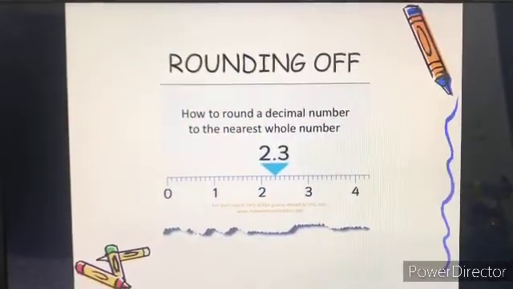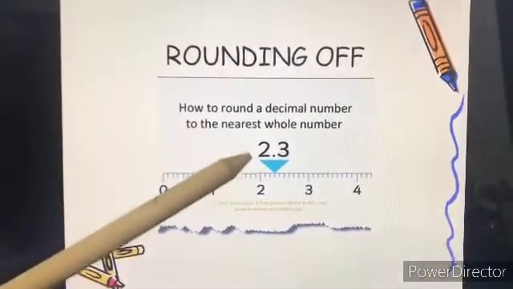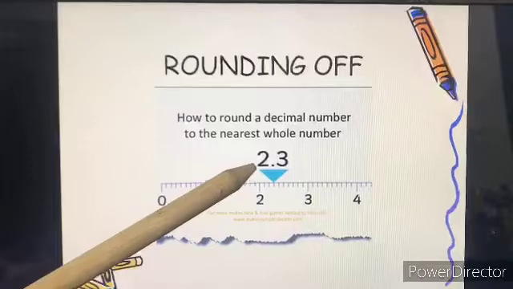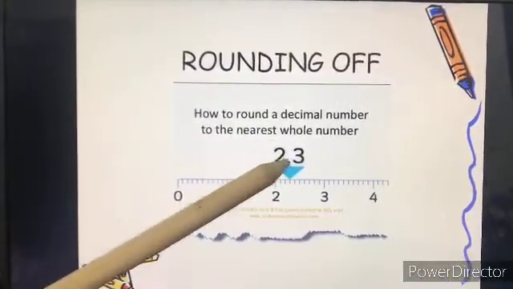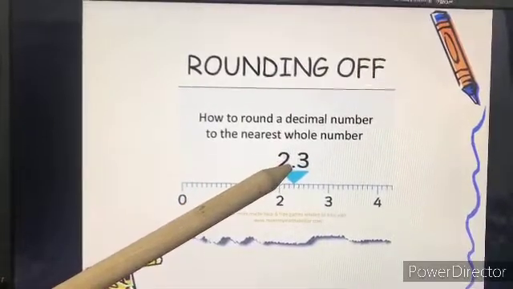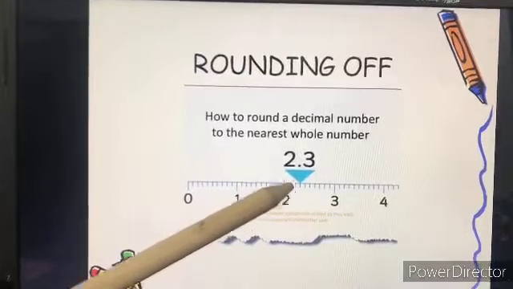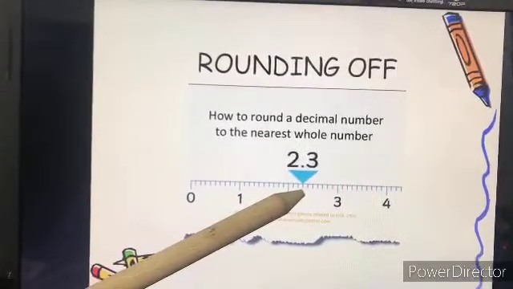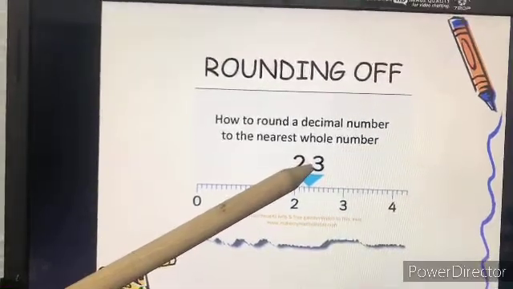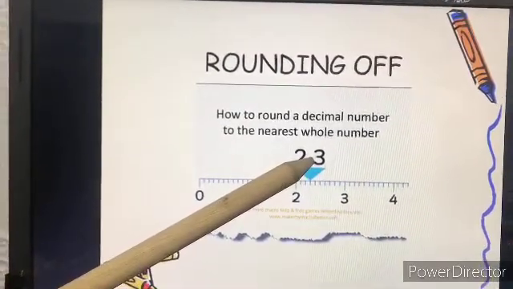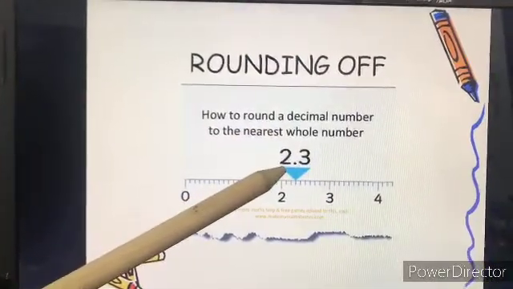One more example of rounding off. How to round off a decimal to the nearest whole number? We see this is 2. The whole number is 2 and the decimal point is here, and after the decimal we have a digit, which is 3. Okay, it falls here on the number line. We see that 3 is less than 5, so the rounded-off number will be 2. It will not change.